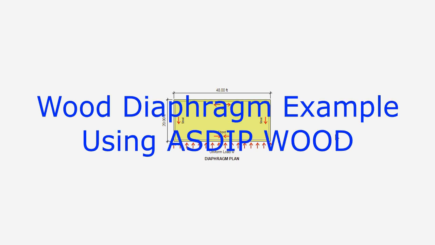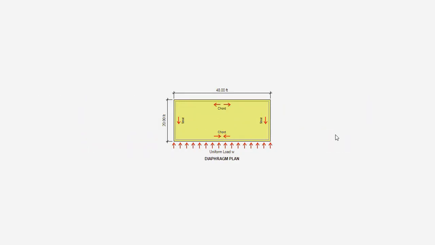ASDIP WOOD includes the design of wood diaphragms per the latest NDS provisions, including the special design provisions for wind and seismic. But how do you actually enter the information in the program? How do you check the results? How do you optimize the design?